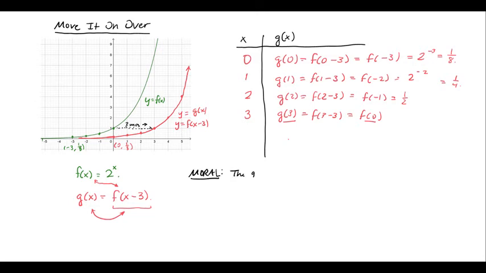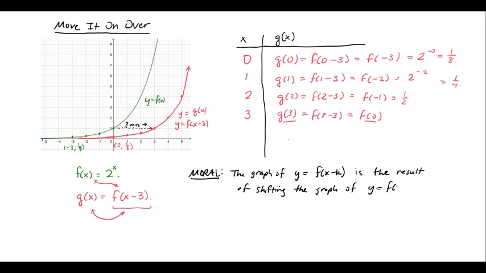The graph of y equals f of x minus k is the result of shifting the graph of y equals f of x k units to the right. And there's a little interpretive thing that we need to do here in case we end up adding a positive constant to x. So let me show what's going on there.